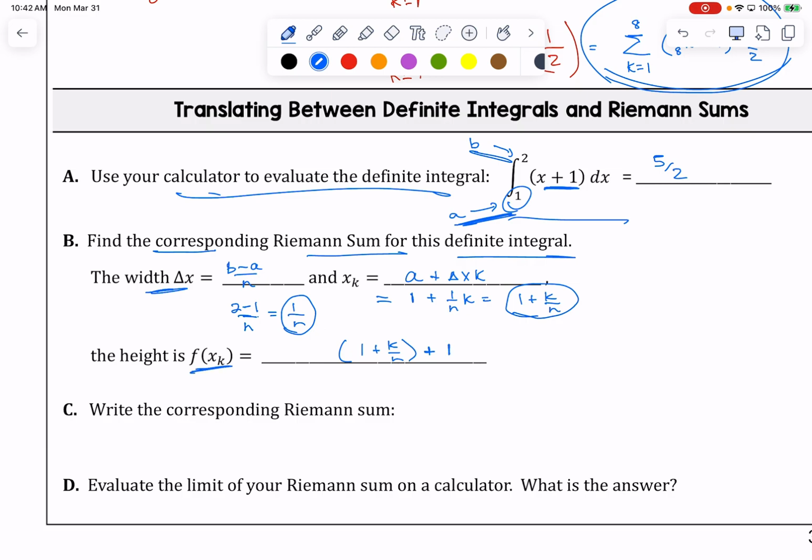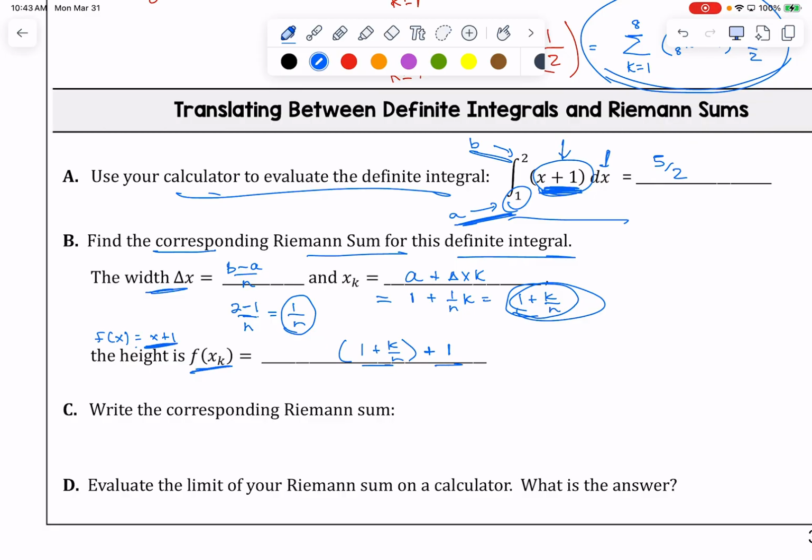Because I plugged into the equation. The equation, f of x, was x plus 1. How did I know where my equation was? It's what I took the integral of. Remember, it's height times width. Width is dx in my definite integral. The equation is my height. That's my f of x equation. So I plugged my 1 plus k over n into this equation, and I got 1 plus k over n plus 1.